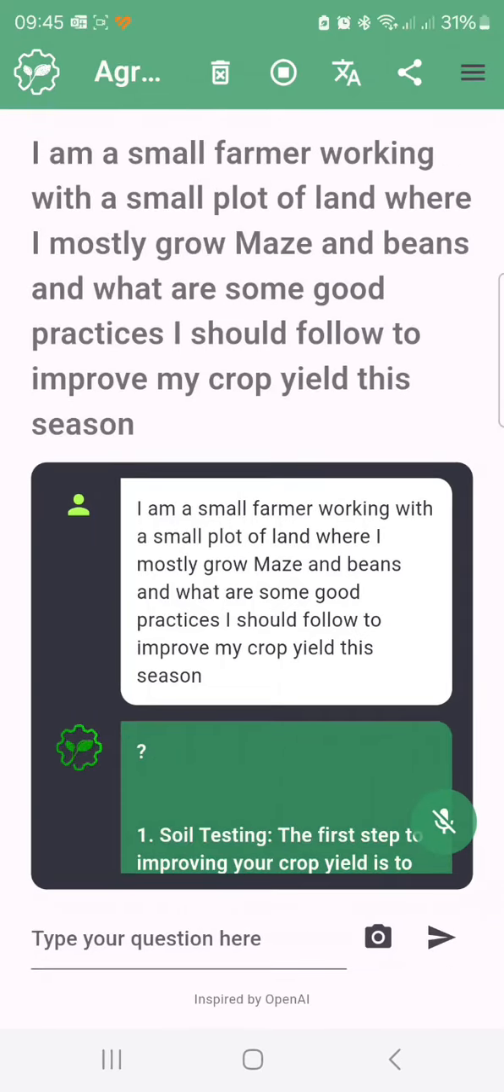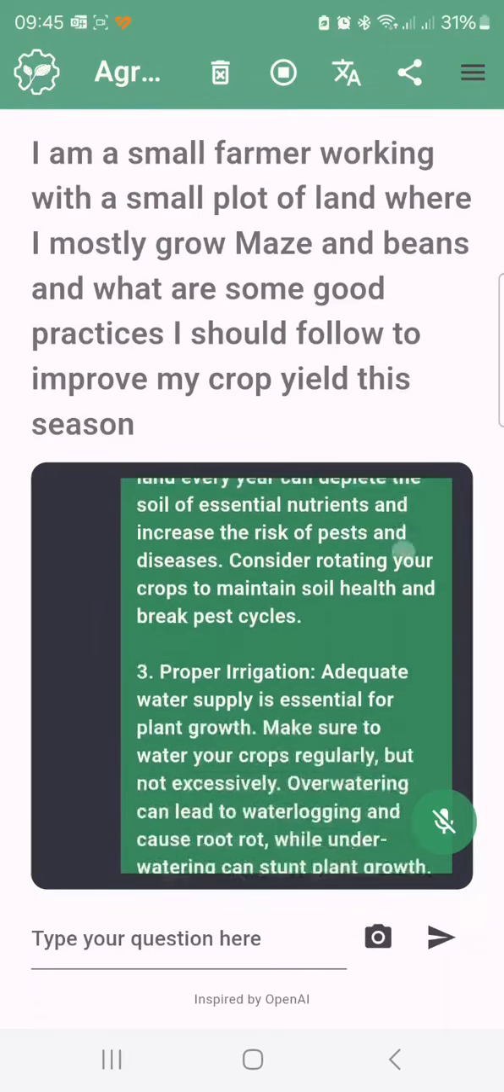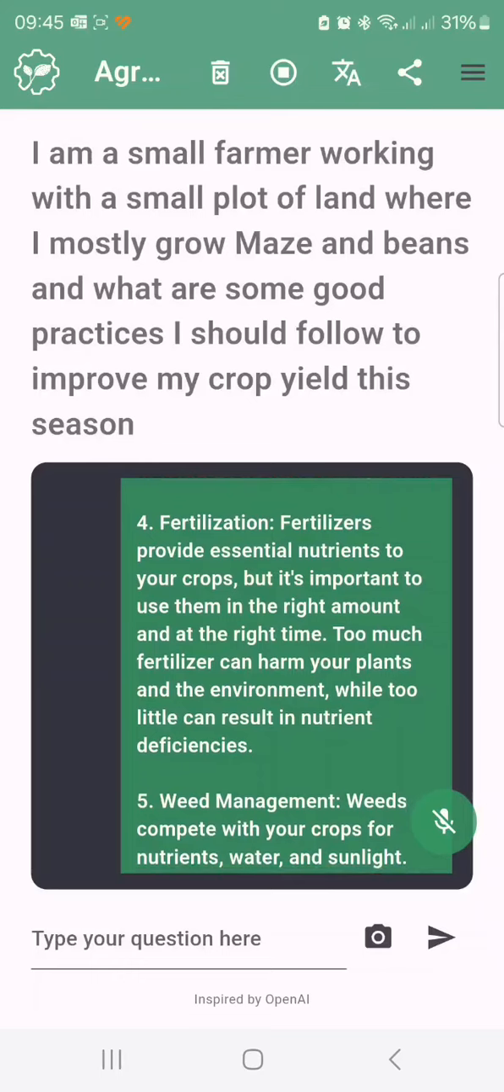1. Soil testing. The first step to improving your crop yield is to conduct a soil test. This will help you determine the nutrient levels and pH of your soil, which are crucial for plant growth. Based on the results, you can make informed decisions about fertilization and soil amendments.